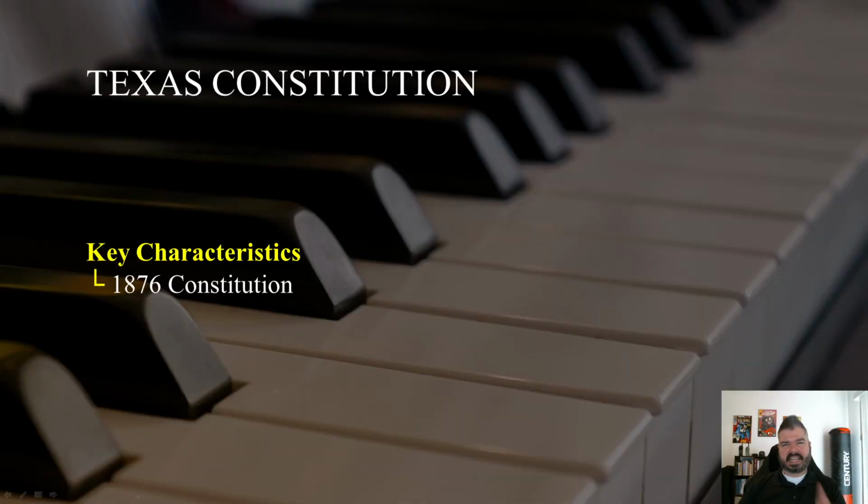So, key characteristics of our state constitution. Texas has ratified 7 different constitutions for the state throughout our history. The one that we are currently using is the one from 1876. Now, true, the Texas Constitution has been amended over 500 times since its ratification in 1876. Yet, nevertheless, this is the one that we are still using.